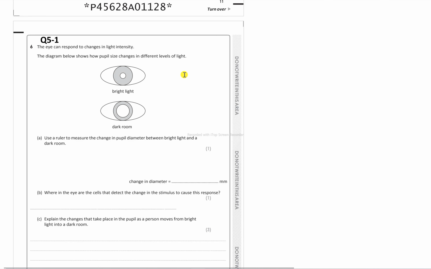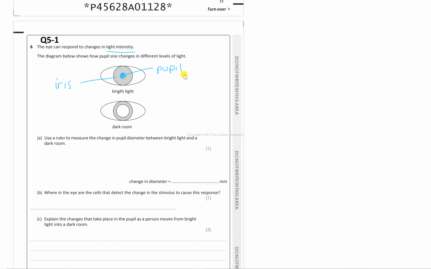Okay, let's move on. An eye can respond to light intensity. The diagram shows how pupil sizes change in different levels of light. So in bright light, what happens is, can you see this gap? This is that black bit in the middle of your eye. It's called the pupil. This is the colored bit. You see the brown, hazel, blue. This is called the iris.